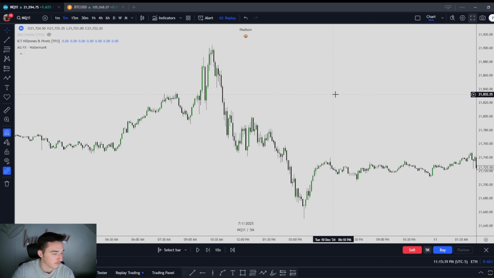Also, these are just really fun to mess with, right? Because you can project where price is going if you have a clear draw on liquidity and the standard deviations line up with it, right?